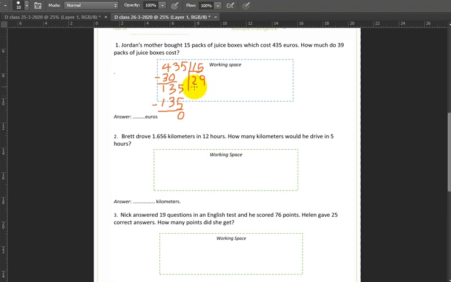So each box costs 29. Now I want to figure out how much 39 boxes cost. So I'm going to do 39 times 29. I'm going to multiply the two.